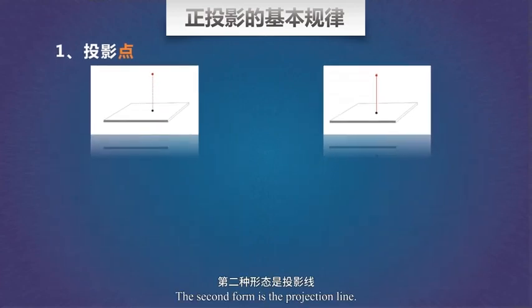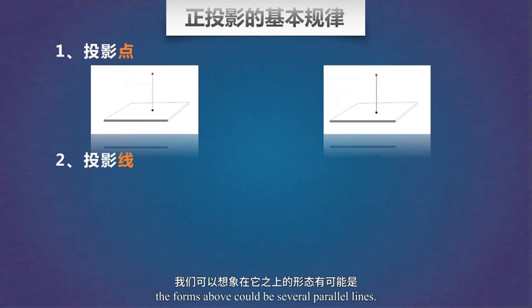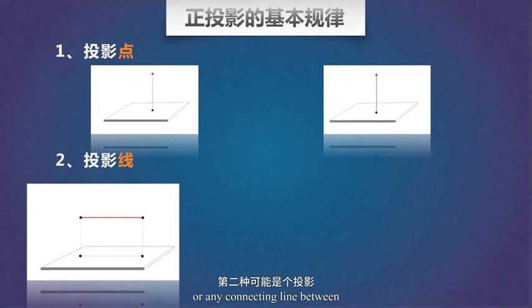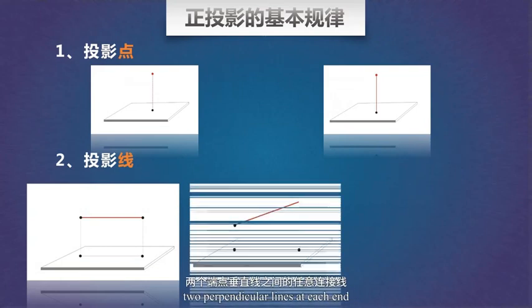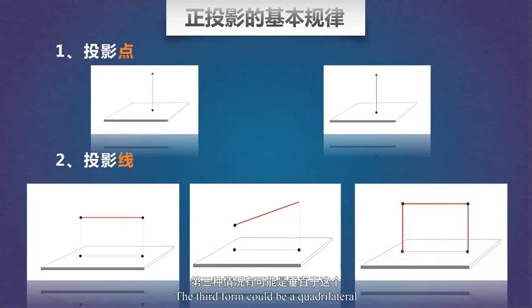The second form is the projection line. When the projection image is a line, the forms above could be several parallel lines, parallel to the projection line, or any connecting line between two perpendicular lines at each end, as shown here. The third form could be a quadrilateral perpendicular to the projection line. These are the 3 cases for line projection.